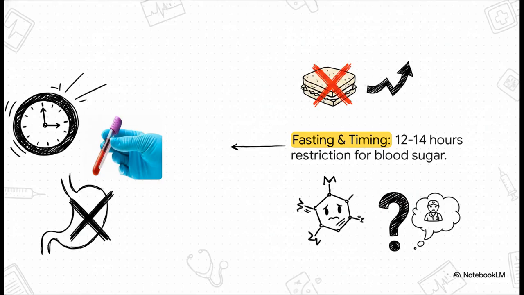Why do we insist on fasting and timing? Well, specifically, a 12 to 14 hours restriction is strictly required for a fasting blood sugar test.